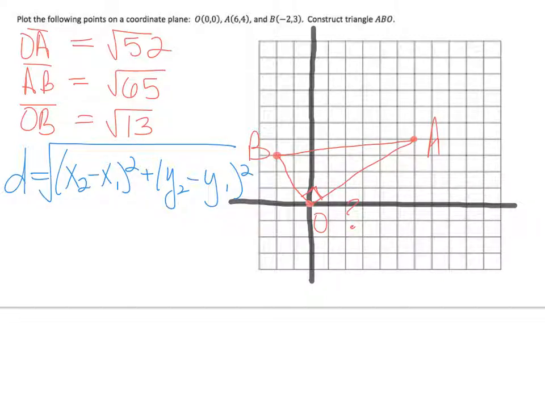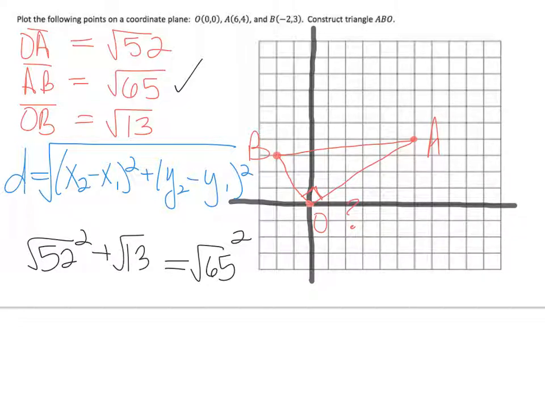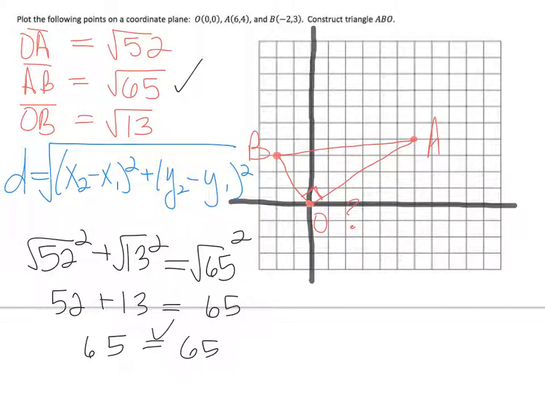So let's check it. Which one of these values is the largest? I'd say that one. That's going to be our C term. And then our A term and our B term. The square root of 52 squared is 52. The square root of 13 squared is 13. And the square root of 65 squared is, yes, 65. 52 plus 13 is 65. That does equal 65, so this is a right triangle. AB is our longest side, so that's our hypotenuse. So we guessed our right angle correctly.